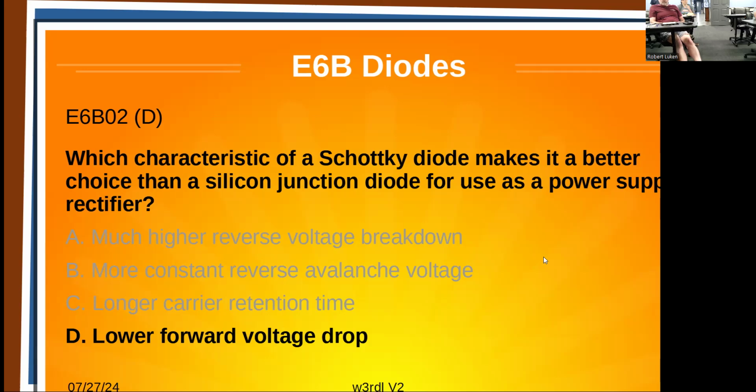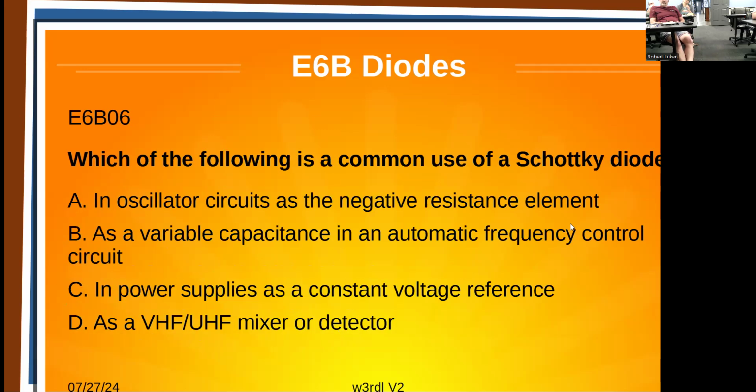One of the problems is, if you want a 12-volt supply or output, how much voltage do you have to put in in order to maintain 12 volts out? And it's usually 2 or 3 volts because of the devices used. Which of the following is a common use of a Schottky diode?